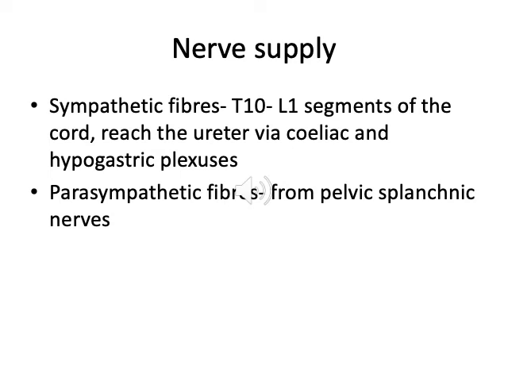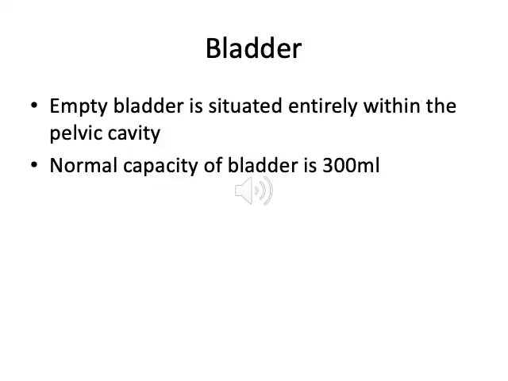Ureters also have sympathetic and parasympathetic nerve supply. The sympathetic fibers of T10 to L1 segments of the cord reach the ureter via the celiac and hypogastric plexus. The parasympathetic fibers come from the pelvic splanchnic nerves.